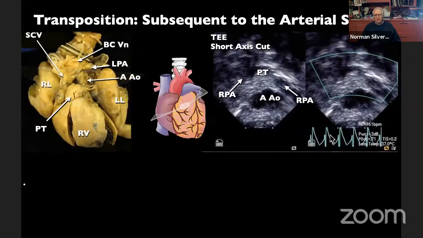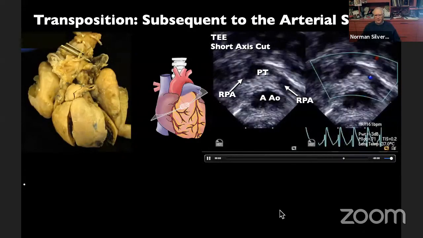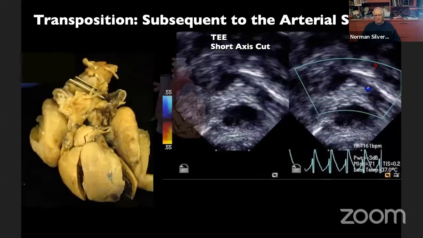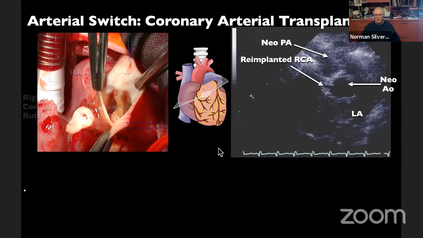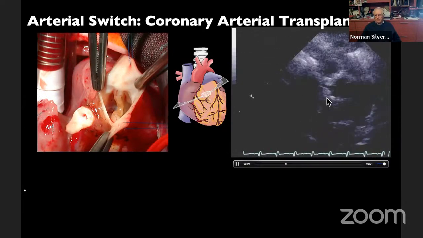And another example that you can see subcostally, where we look particularly at the branches to make sure that they are not stenotic. And this is an ongoing investigation. And here's an example of the arterial switch post-operatively, showing the sutures running between the aorta and pulmonary artery with the origin of the reimplanted coronary arteries identified with suture running around the coronary artery.